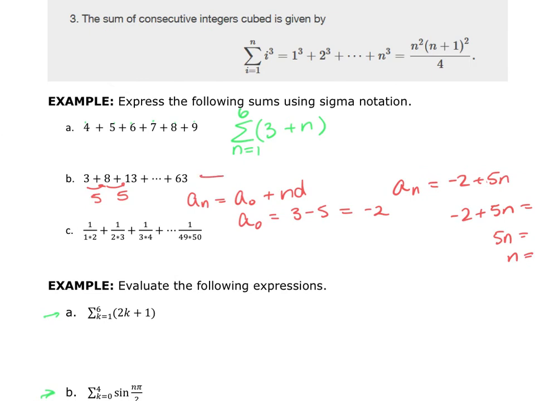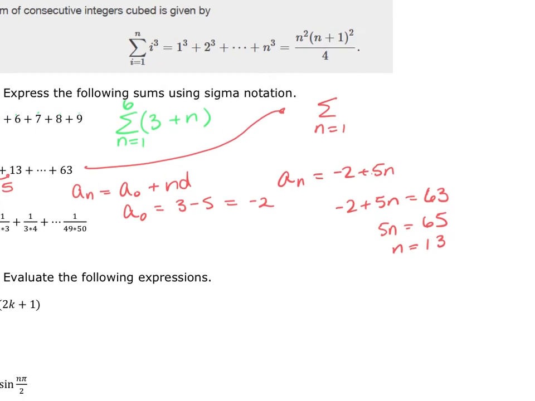So this summation notation is n equals 1. And I could use k, I could use i, I'm using n, I could use any value I want for the variable. I usually use k, i, or n for these summation notations. 1 to 13 of my closed formula, which is negative 2 plus 5n.